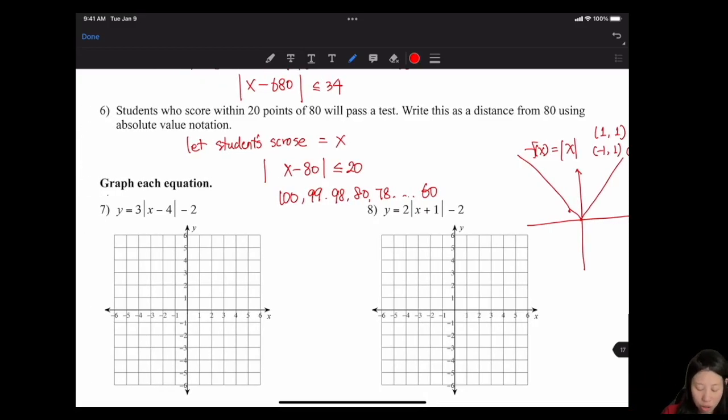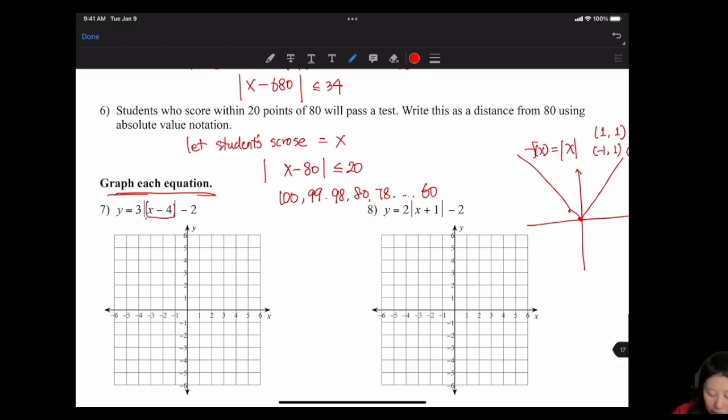Okay, so now they want you to graph each function. As long as we can graph one side, we know that this is going to be symmetric. We can mirror the other side, right? So now let's just graph one side. So how can we find the middle point? The middle point is when the absolute value is equal to 0.